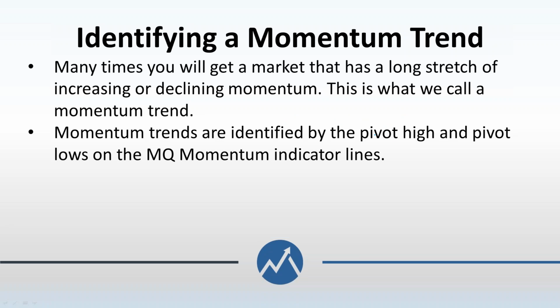Now, if the indicator line is going something like this, we have a downward momentum trend. Going to lower highs and lower lows. So that's kind of oversimplifying it, but I want you to get an idea of what we're looking for when we're looking at these indicator lines and looking for the momentum trend.